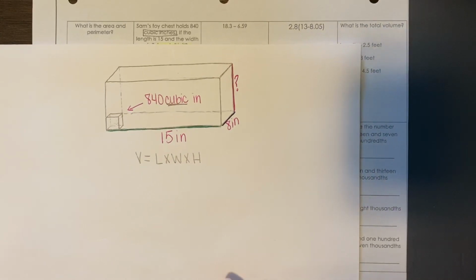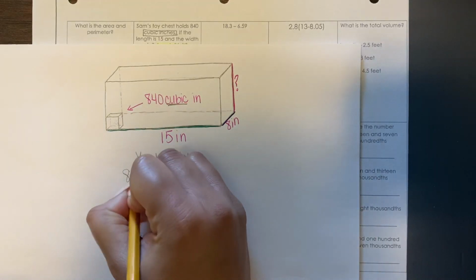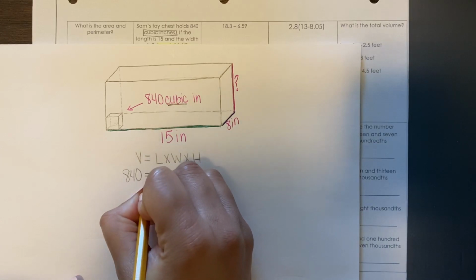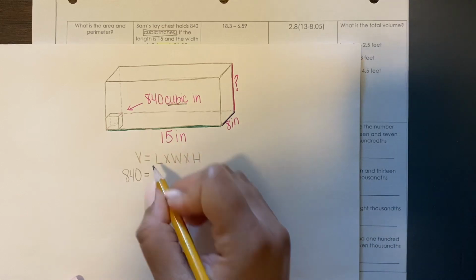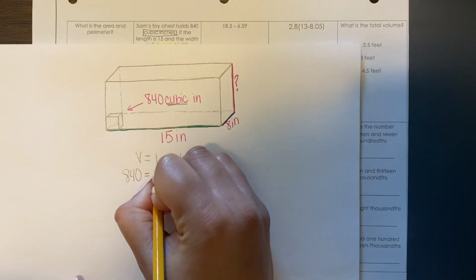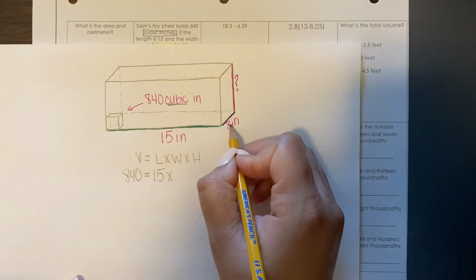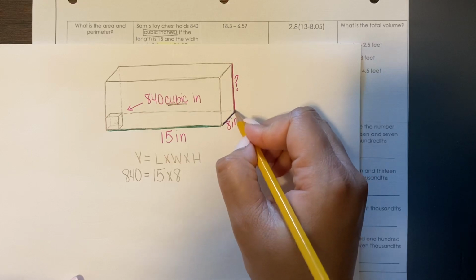What we do know is that we've been given the volume. The volume is 840 cubic inches. I'm just going to write the number for now. Equals, we have been given a length, 15 inches or 8, doesn't matter, whatever floats your boat. We have been given a width, 8 inches. What we have not been given is a height.